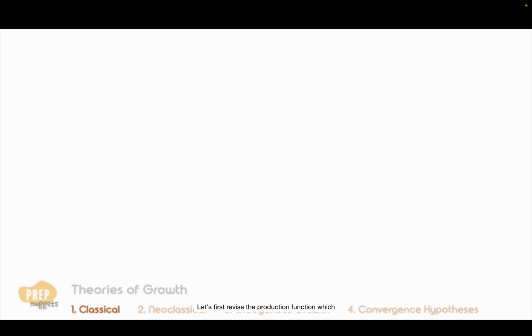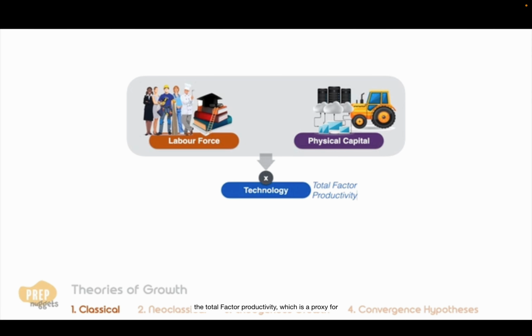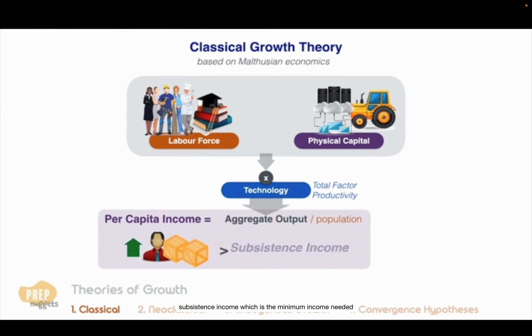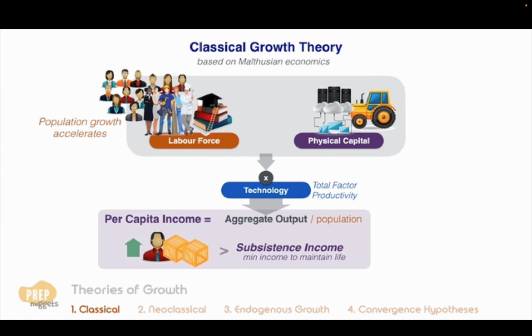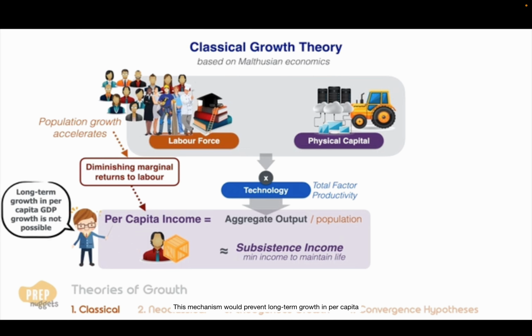Let's first revise the production function, which states that the output of an economy is a function of the capital and labour input multiplied by the total factor productivity, which is a proxy for the level of technology. The classical model is based on Malthusian economics, which is focused on the impact of a growing population in a world with limited resources. The key assumption underlying the classical model is that when the level of per capita income rises above the subsistence income, which is the minimum income needed to maintain life, population growth accelerates. Population growth leads to diminishing marginal returns to labour, which reduces productivity and drives GDP per capita back to the subsistence level. This mechanism would prevent long-term growth in per capita GDP.